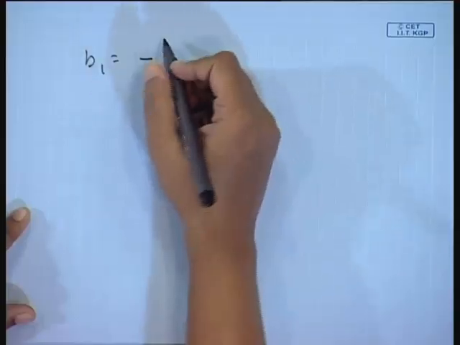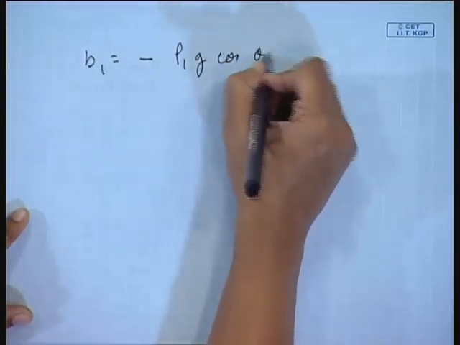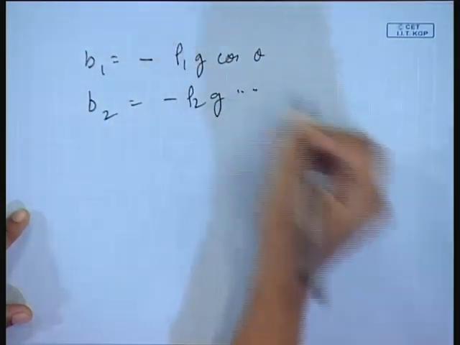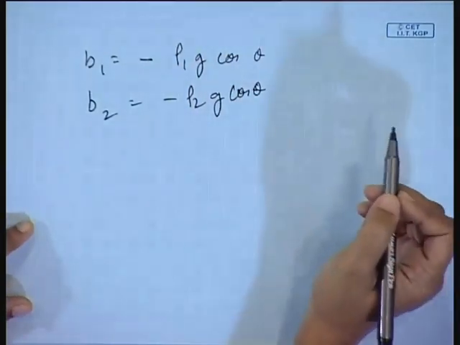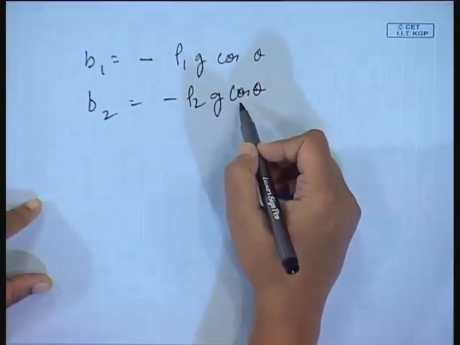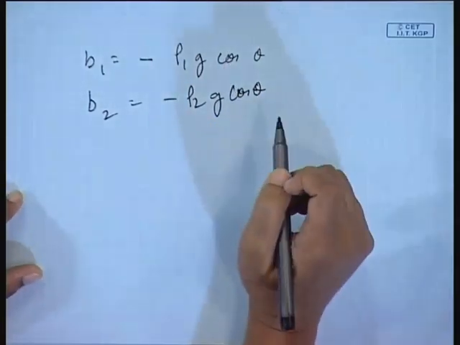Do you agree? Now, if we take per unit volume of the mixture, then your B1 is going to be minus rho 1 g for vertical, or else minus rho 1 g cos theta in this particular case. B2 will be minus rho 2 g cos theta. Okay, I'll write it down. It's cos or sine, whatever the case may be. Even if it is per unit volume of the entire flow field, these things are not going to change. Do you get the point? Because per unit volume, these are the things which remain.